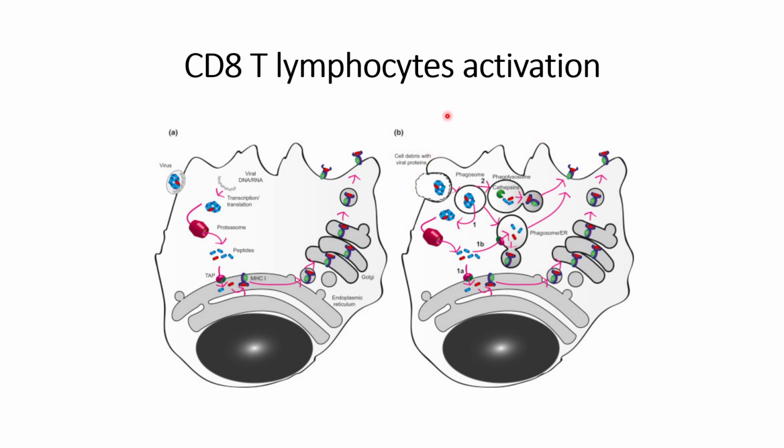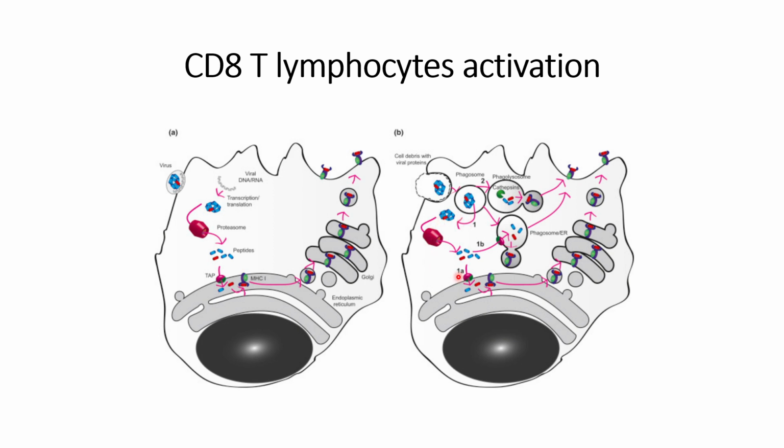When some of the cells that are infected with the virus are dead, some part of those cells, that is cell debris with viral protein, interacts with other live cells, and some of the cell debris comes inside the cell. That also helps in the activation of CD8 plus T lymphocytes. But there are different ways by which CD8 plus T lymphocytes can be activated in this case.